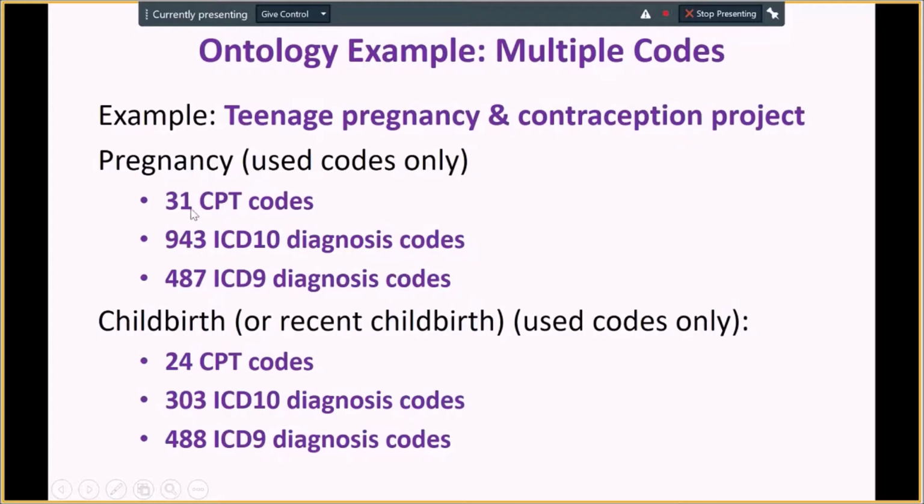Pregnancy codes: there are 31 CPT codes which are procedures that indicate pregnancy, not childbirth, but pregnancy. There are 943 ICD-10 codes and 487 ICD-9 codes, and those are just the ones that were used on the databases. These data came from LDH, from Medicaid data. Those are just the ones that were used.